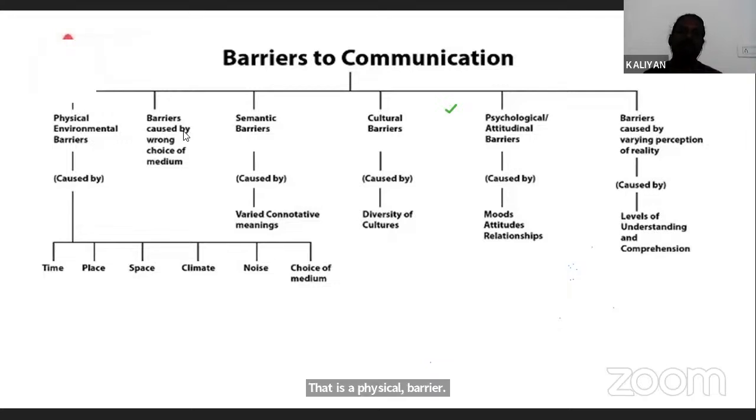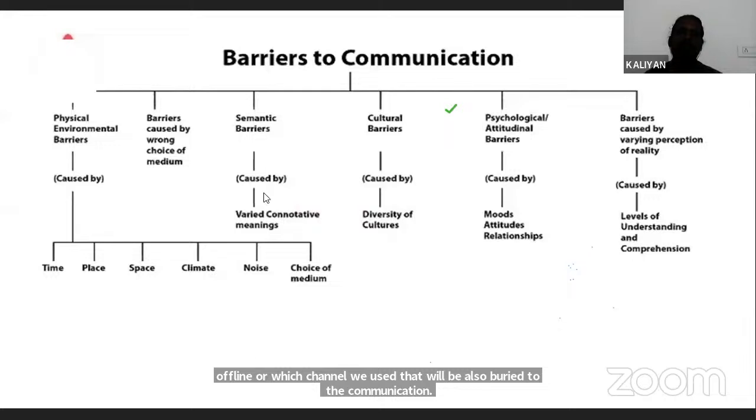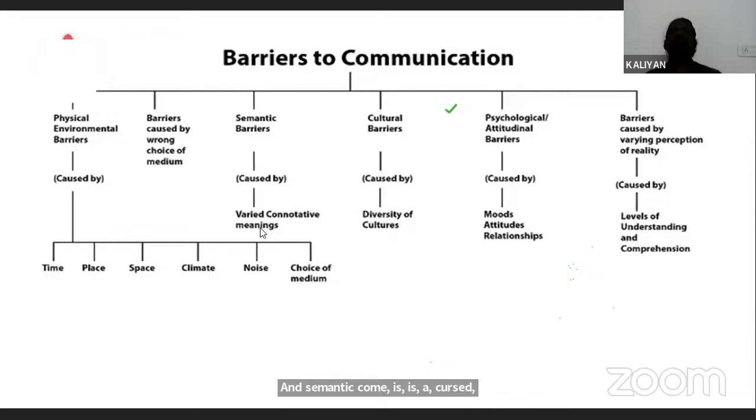Barriers caused by the wrong choice of medium: which medium we select, like online or offline, or which channel we use, can also be a barrier to communication. Semantic barriers are caused by varying connotative meaning. Connotative means cultural meaning. Different culture people use different words, which leads to a barrier for communication. That is a semantic barrier. Cultural barriers are caused by diversity of culture. Diversity of culture also creates barriers like language and different ethnicity, race, and caste groups. When we communicate with a diversity of people, it leads to a barrier, that is the cultural barrier.